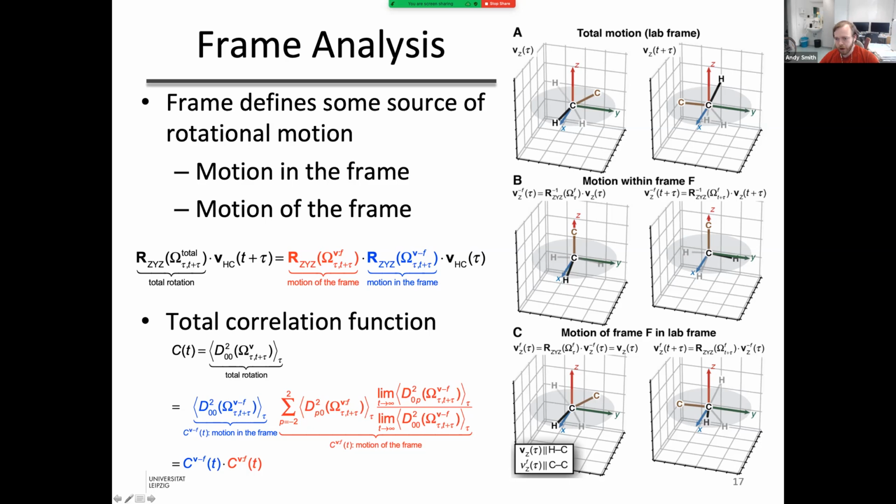Now, the hard step in this is that, in addition to calculating the correlation function for motion in the frame, we calculate the residual dipole tensor for motion in the frame. Then we apply the motion of the carbon-carbon bond to that residual tensor. By doing that, we are also able to get a second correlation function, the motion of the frame. We can do this iteratively to separate out multiple motions. And that's what we've done here.